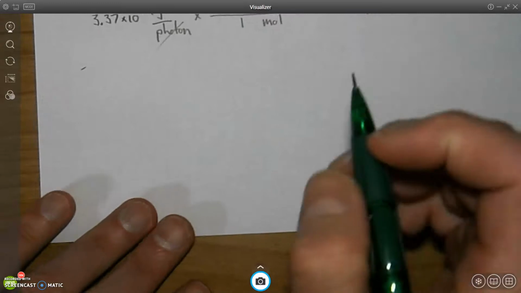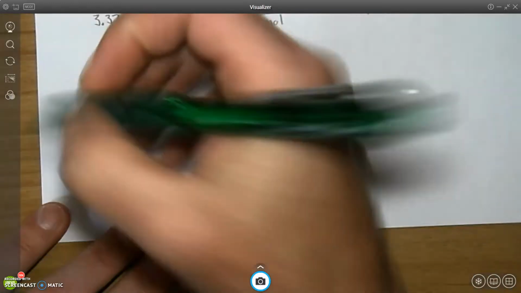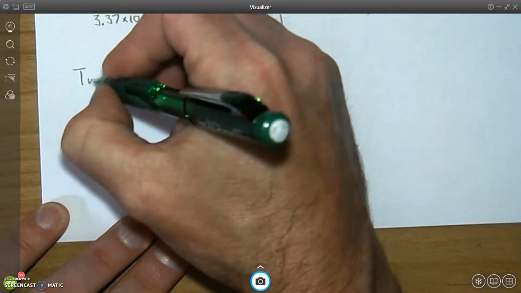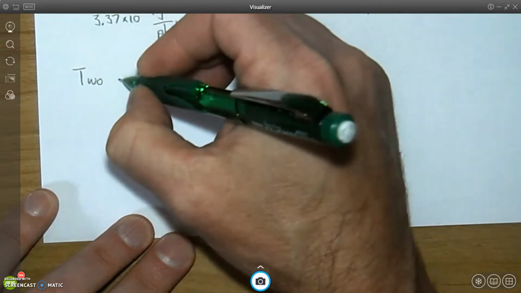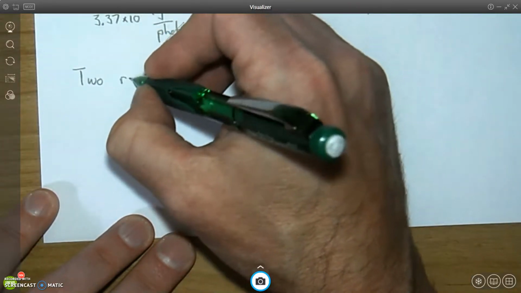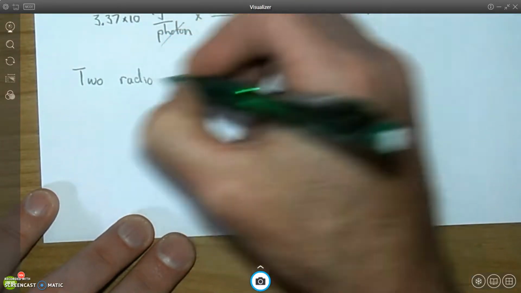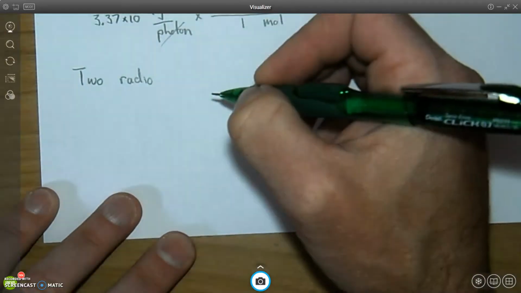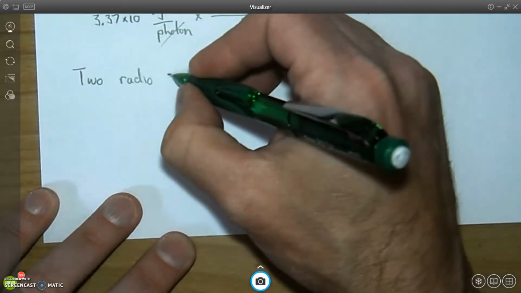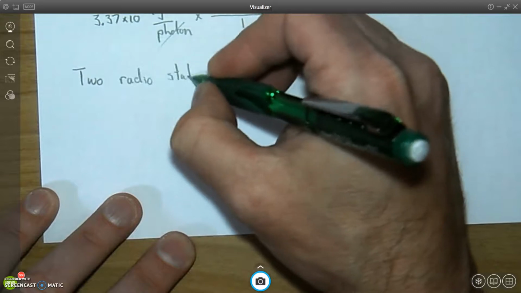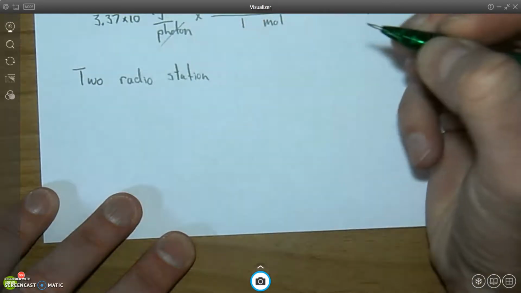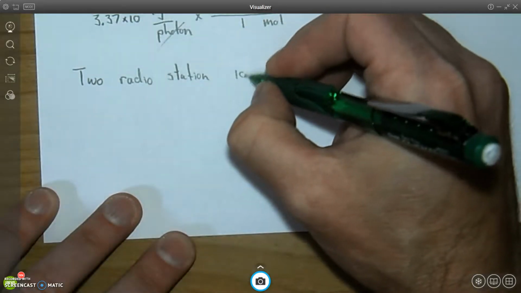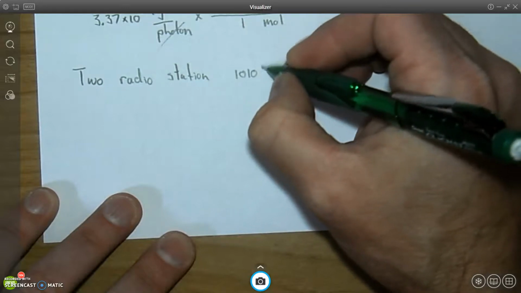Just the idea: radio stations. I don't know how much you guys listen to over-the-air radio stations, but there are 2 different types of bands on the radio. Over-the-air stuff. So 2 radio stations, one on the AM, one on the FM. On the AM dial, you have 1010.